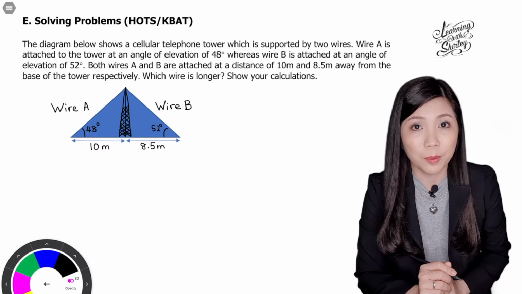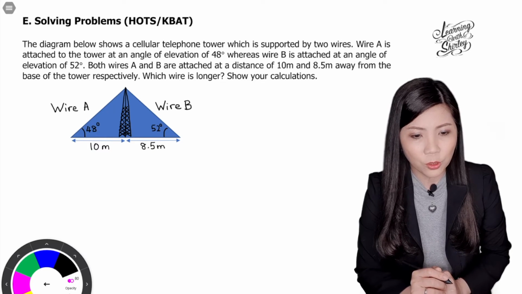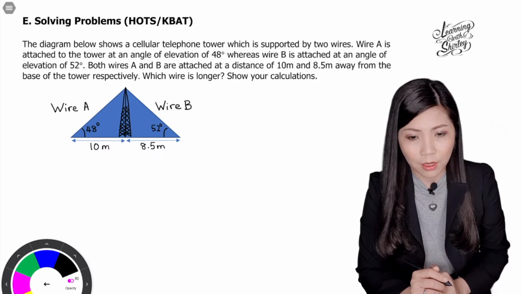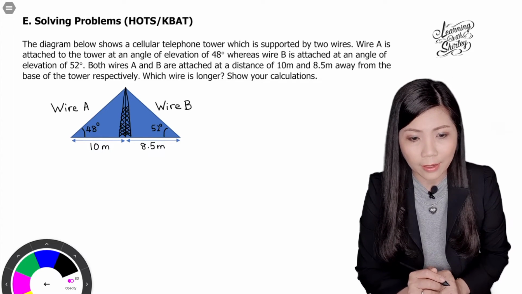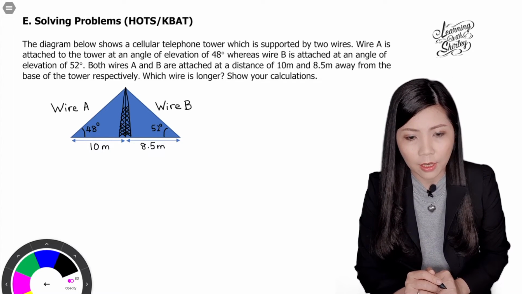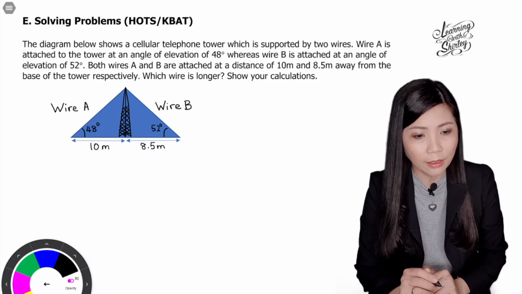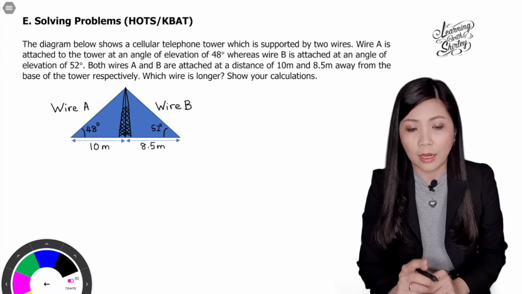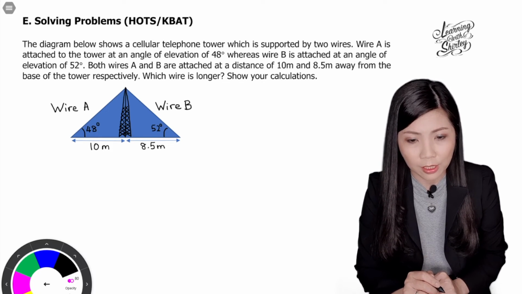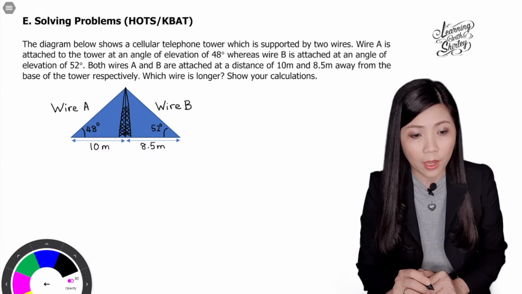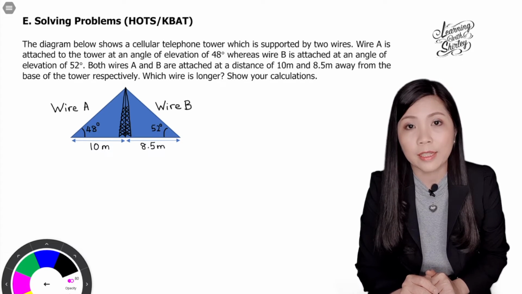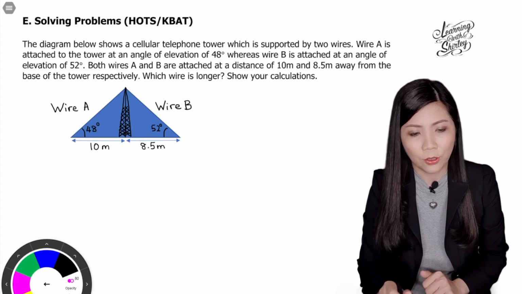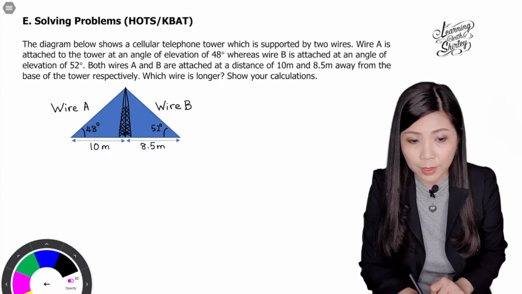Let's look at this problem solving question. The diagram below shows a cellular telephone tower which is supported by 2 wires. Wire A is attached to the tower at an angle of elevation of 48 degrees, whereas wire B is attached at an angle of elevation of 52 degrees. Both wires A and B are attached at a distance of 10 meters and 8.5 meters away from the base of the tower, respectively. Which wire is longer? Show your calculations. Okay, so we have wire A and wire B.